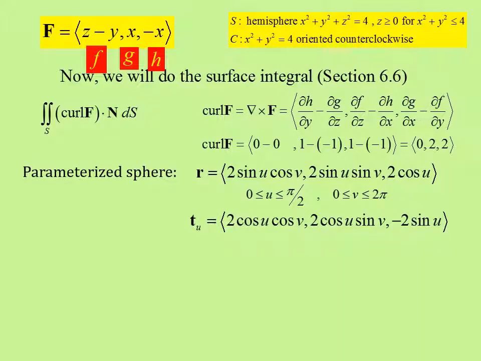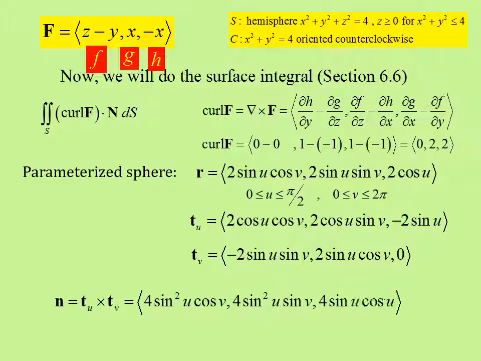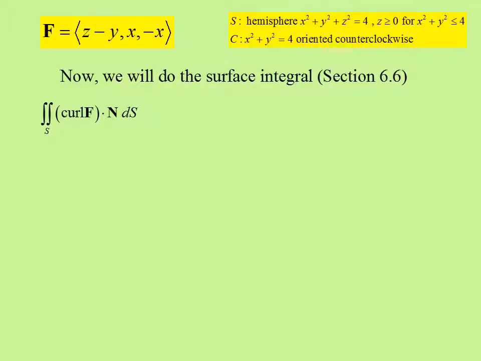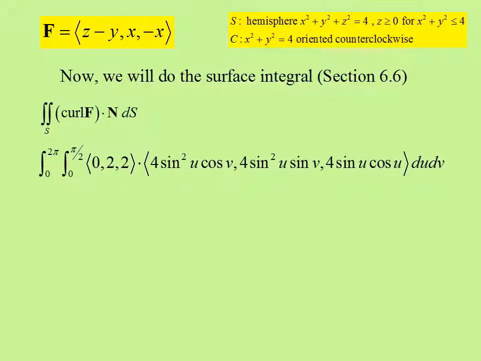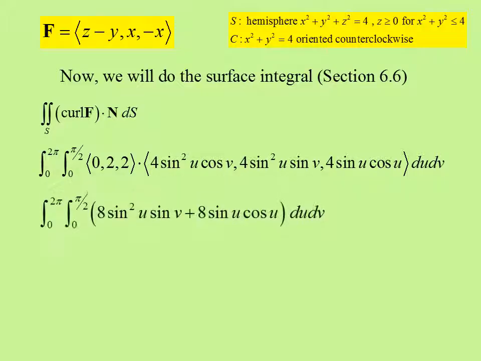So we'll do the derivative with respect to u, the derivative with respect to v, and find the cross product of those. Now we want to take the curl of f, which we just found, and n, which we just found, and do their dot product. Since we were doing the parametric version of our surface, we already know the du dv goes 0 to pi over 2 and 0 to 2 pi. So that dot product comes out to be this.